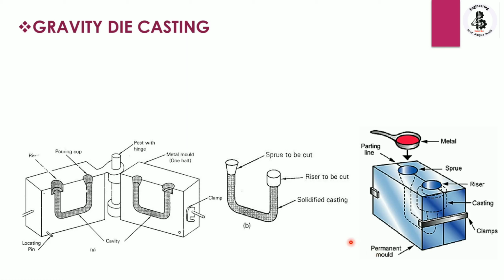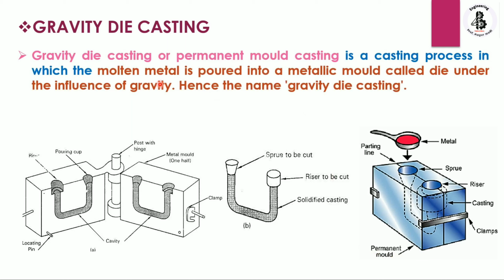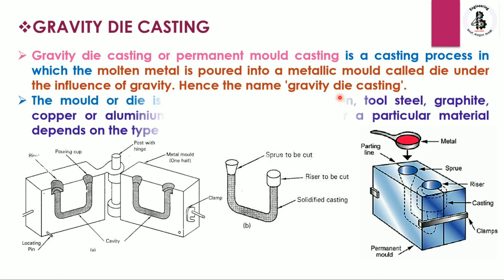Or you can say this is also a permanent mold casting process. Gravity die casting or permanent mold casting is a casting process in which the molten metal is poured into a metallic mold called a die under the influence of gravity. So gravity plays a vital role. That's why it is named the gravity die casting process.